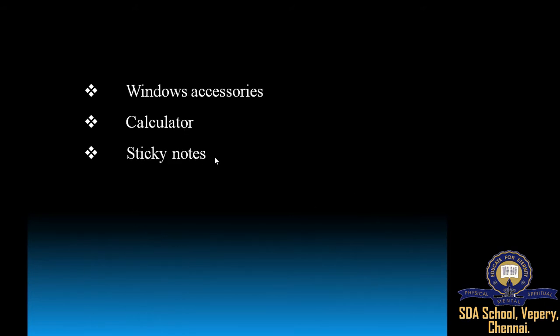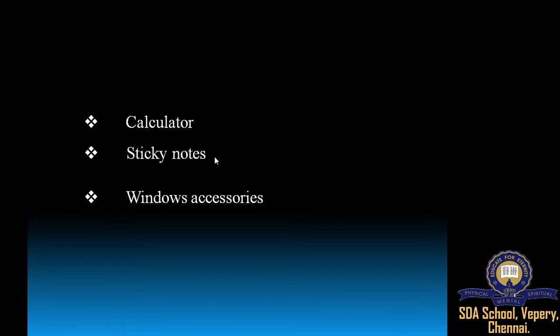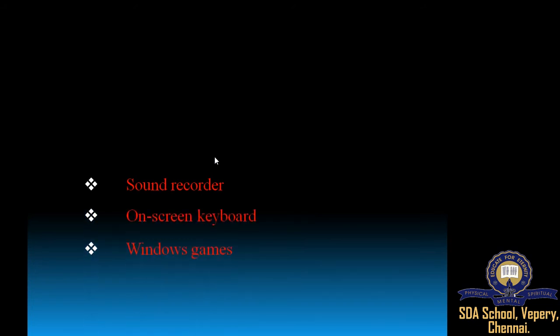Next, we learned about Windows accessories and what the accessories included in Windows accessories are. We learned a set of accessory programs in Windows accessories, and we learned about calculator and sticky notes. Today we are going to learn about these three topics: sound recorder, on-screen keyboard, then Windows games.